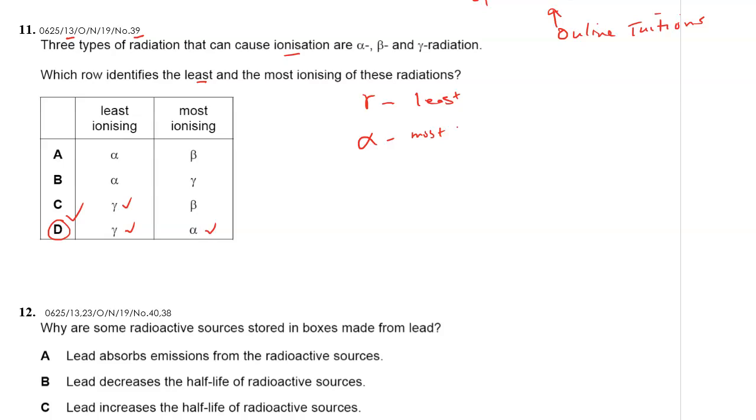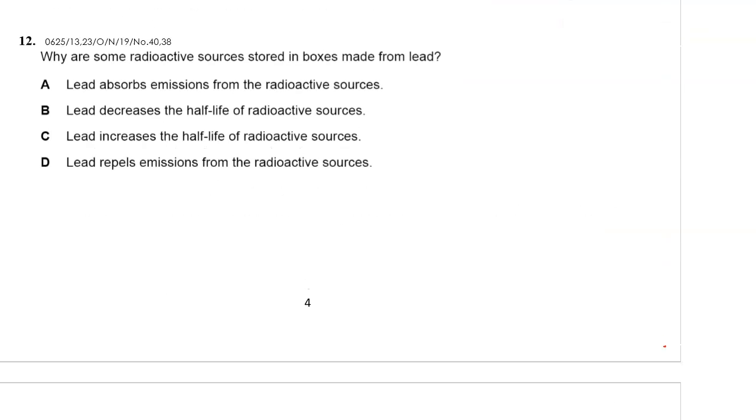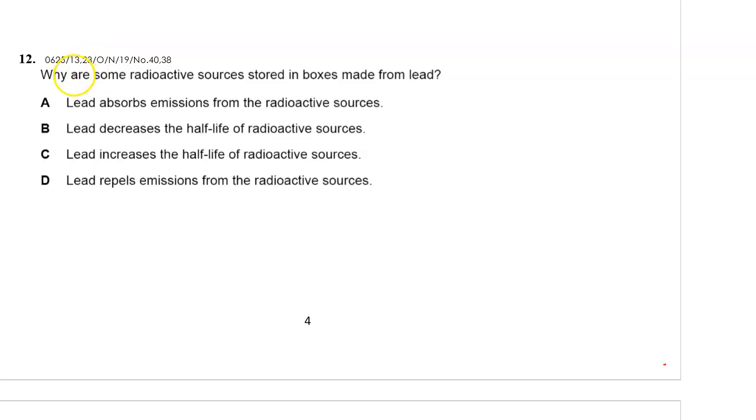Number 12. Number 12 is right here. This question appeared in two variants, 1.3 and 2.3. In variant 1.3 it was number 40, and in variant 2.3 it was number 38. Why are some radioactive sources stored in lead? We have met this one earlier on. So this question has now been set in 4 variants out of 6 variants.